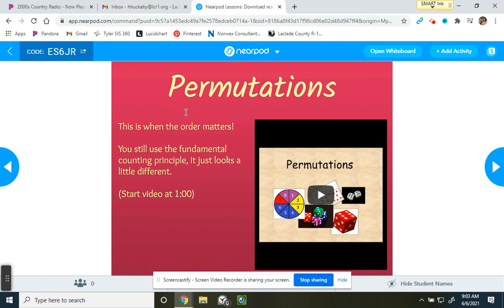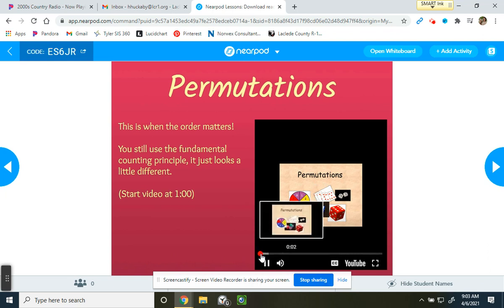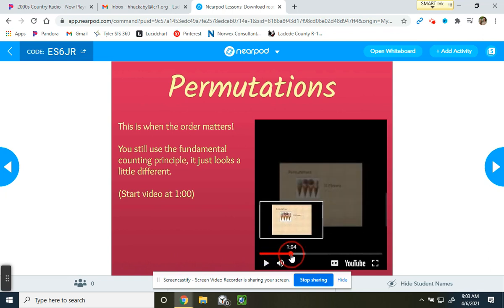Okay. Permutations. This is another thing that we have to learn. This is when the order matters. You can still use the fundamental counting principle. It just looks a little different. So I'm going to watch this video. I'm going to scooch it forward here so we can just see a quick example.